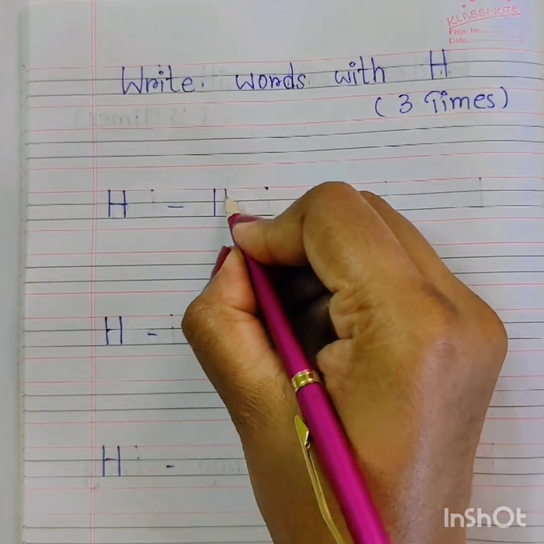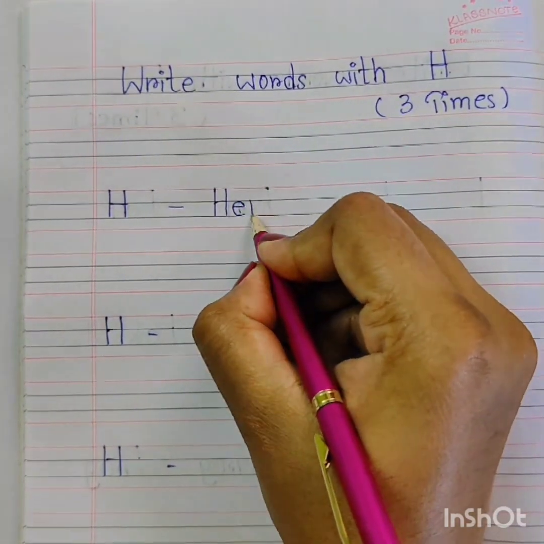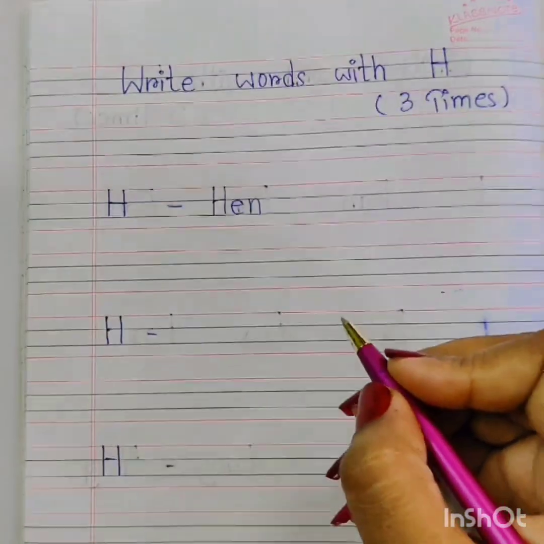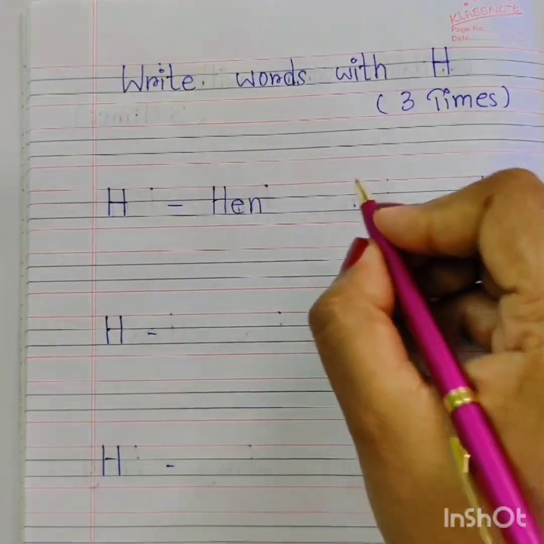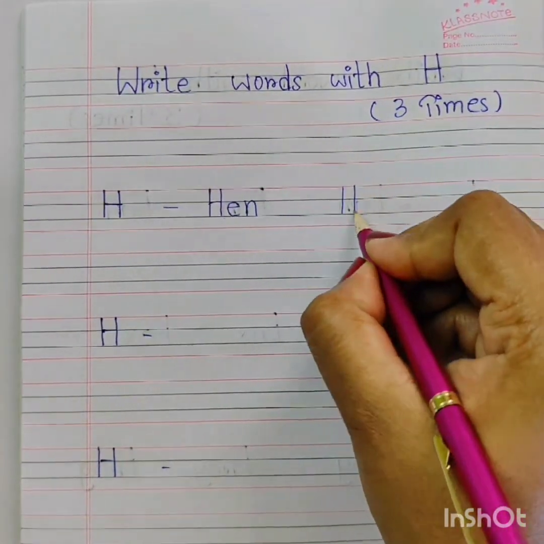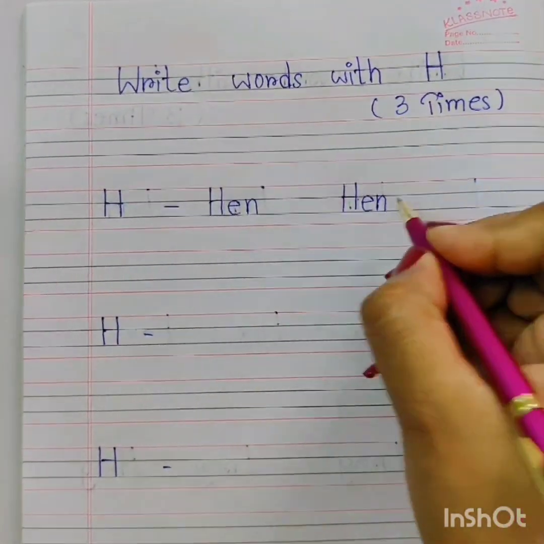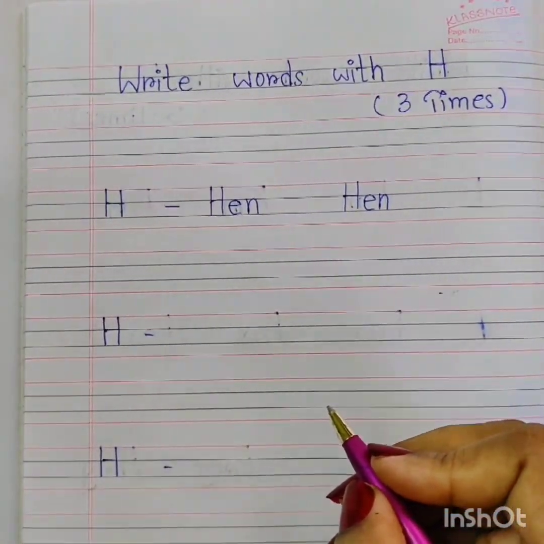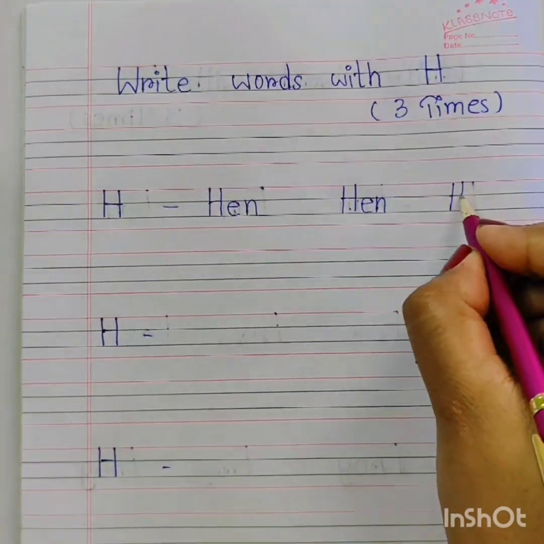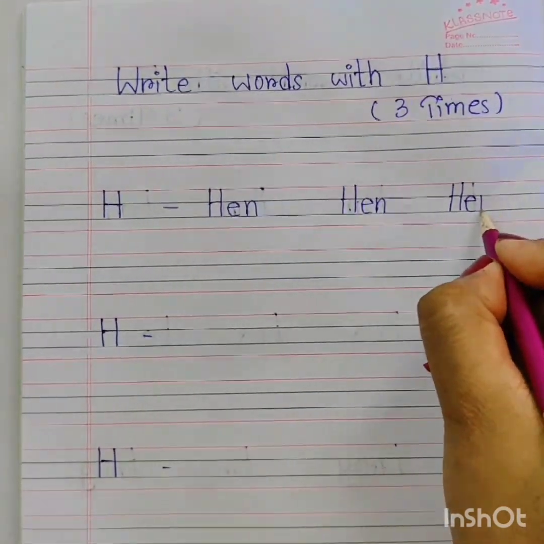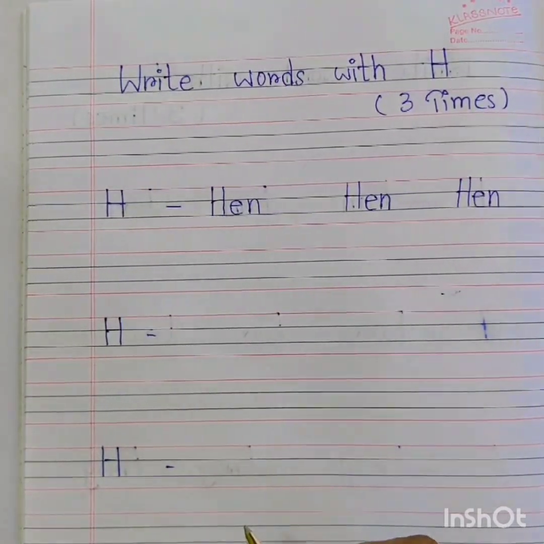Capital H, small e and small n. Hen. Now give gap and write down again. H, E, N. Hen. One more time. H, E, N. Hen. Now our next word.